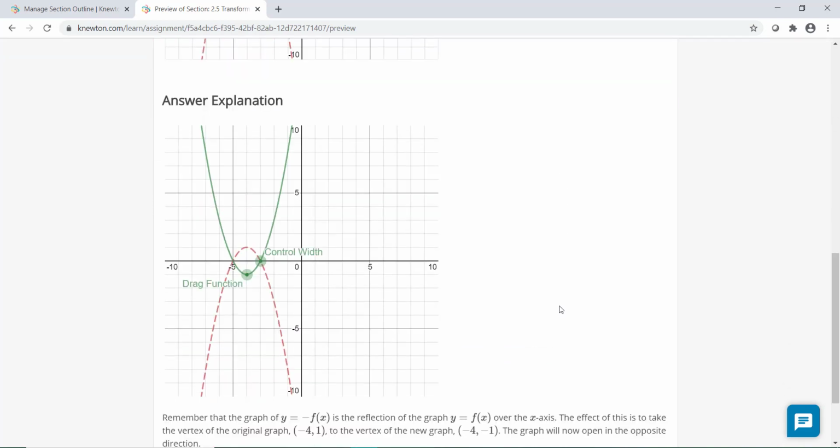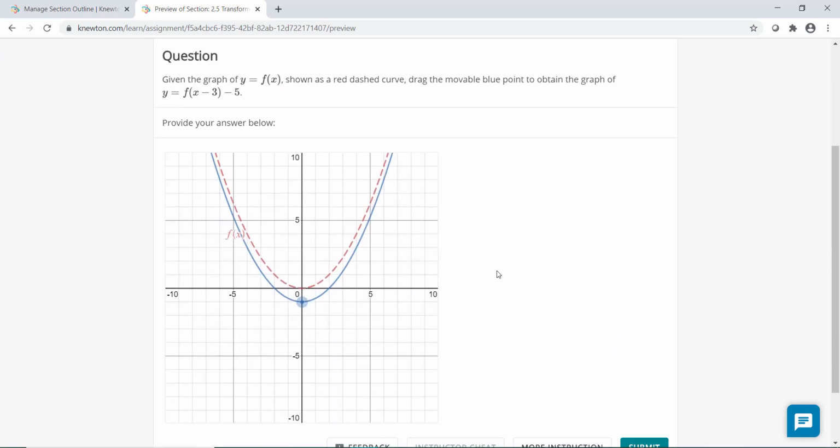Yep. Awesome. One more graph here. We're given the graph of y equals f of x as shown in the red dash curve. We're going to drag the movable blue point to obtain the graph of y equals f of x minus 3, minus 5. I'm going to start by looking at the origin, which is one of the points on my red graph, and I'm going to use that as one of my parent function points.